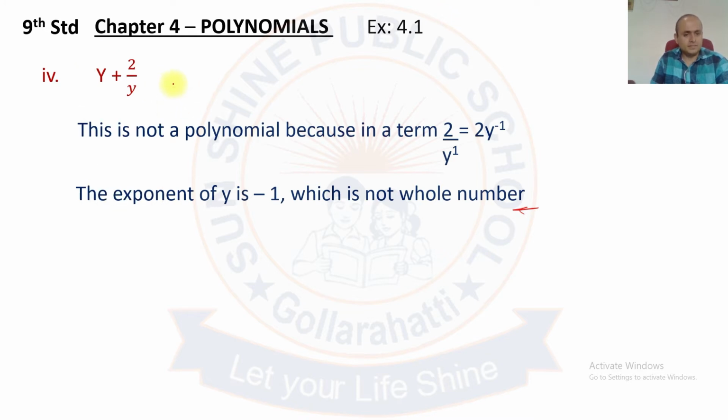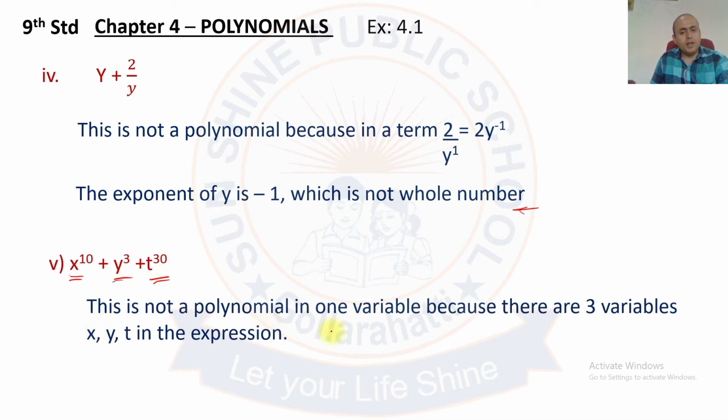Next question, x to the power 10 plus y to the power 3 plus t to the power 30. Here we got three terms and all the powers of the three terms are whole numbers. This is a polynomial, but it is not of one variable. We got three variables x, y and t. Therefore, this is not a polynomial in one variable. It is not a polynomial in one variable because there are three variables, that is x, y and t in the expression.